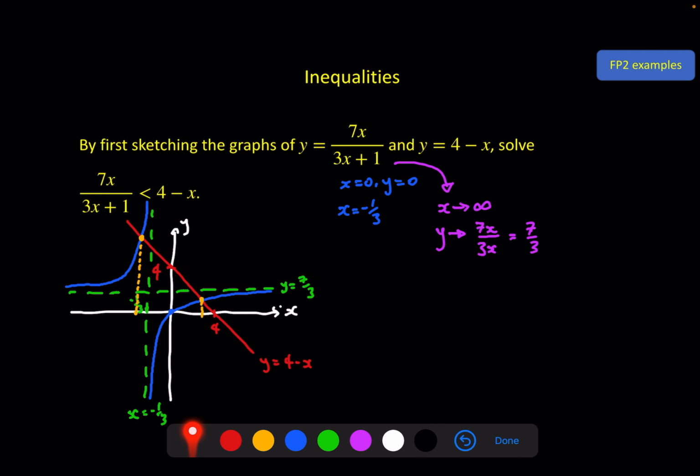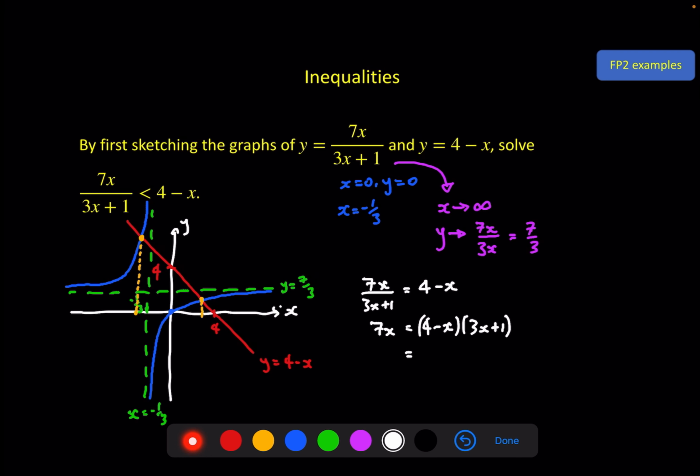And this is where we get back to our algebra. We do need a bit of algebra, but it's much easier because we just need to solve the equation to find the points of intersection. We already know the intervals, we just need the numbers. So we do 7x/3x plus 1 has to equal 4 minus x. We don't need to worry about flipping signs or squaring anything. We just go ahead and do this as normal.